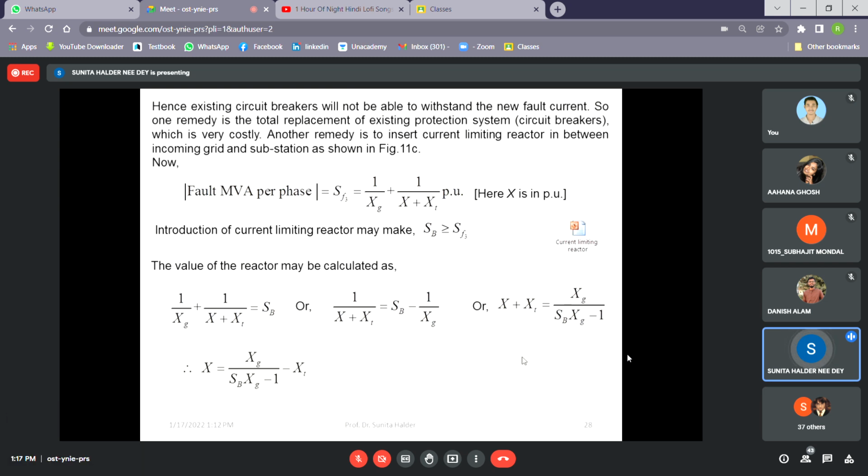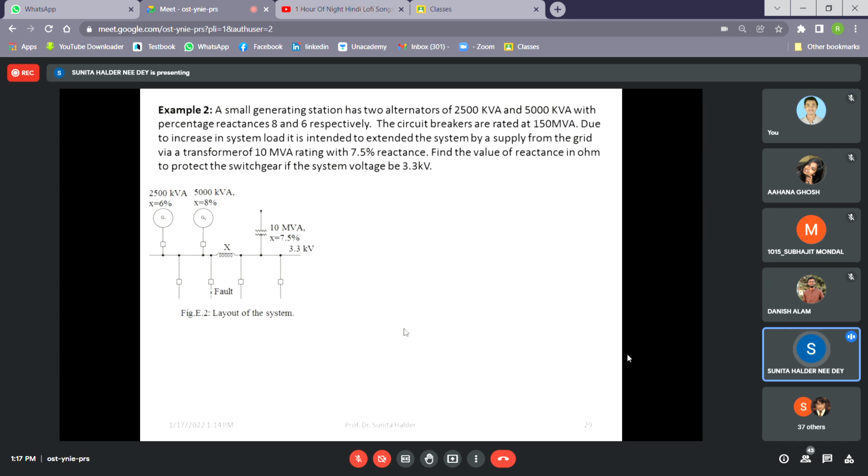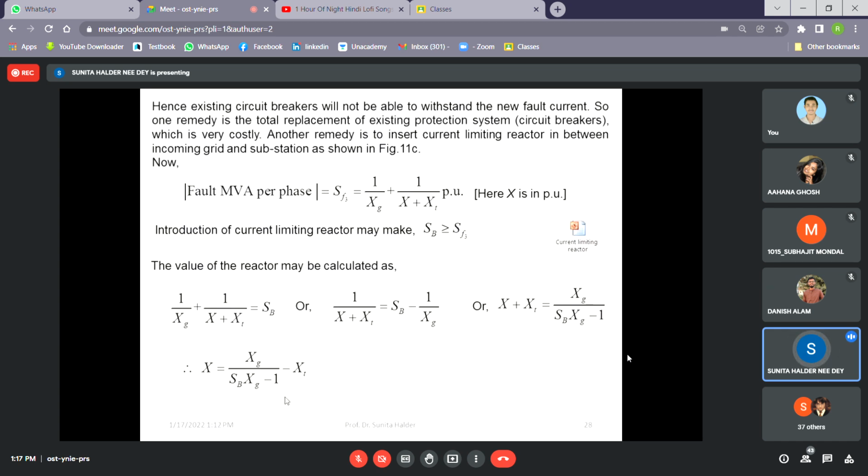If we know the other values, then through this numerical derivation, we can find out the value of X. You have no need to memorize the formula. If you can calculate the fault current, you can readily calculate that one.